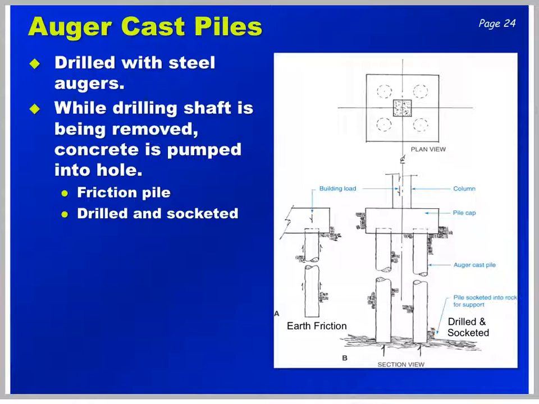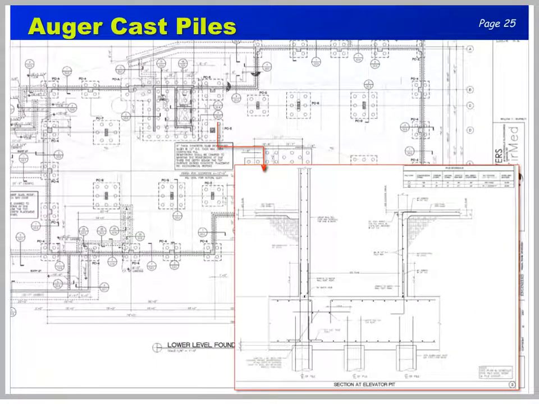A light amount of rebar is added to the upper third to assist in tying multiple shafts together into a pile cap. And looking on a plan, we can see what it would look like. Here is an auger cast pile cap, and here is the representative section. You see the pile cap, and you see the auger cast piles being tied into the pile cap, and you can see where these extra pieces of rebar are used to help tie that in.